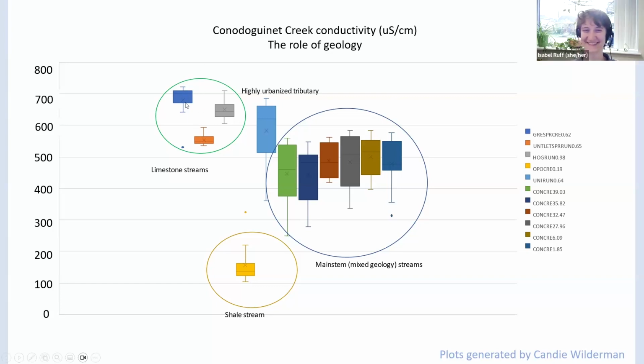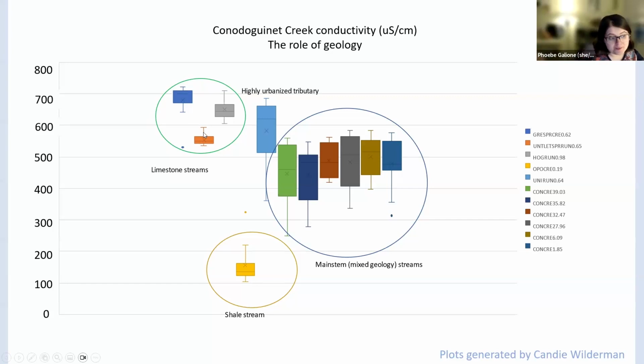All right. So when a box and whisker plot is narrow like this, it means that there is not a lot of variation in the data, versus if they're wide like this, it means the data just varies more. So what we're looking at here is the influence of geology on conductivity. These are sites along the Conneauguinett Creek. If I first bring your attention to this top left section, we're looking at 3 limestone streams. And as we expect, based off of what we just talked about, these are the ones with the highest conductivity, going upwards of 700.